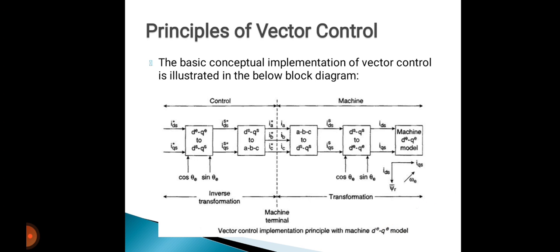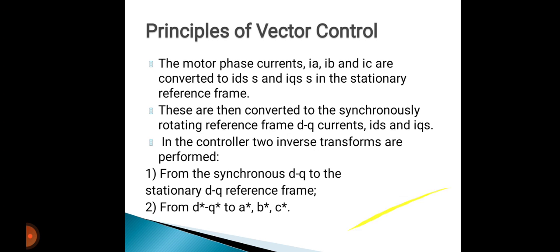The basic conceptual implementation of vector control is illustrated in this diagram, which shows the difference between the control and the machine by the machine terminal. The control side is an inverse transformation, and the machine side is a direct transformation. This is the vector control implementation principle of the machine, which is the D-Q model.